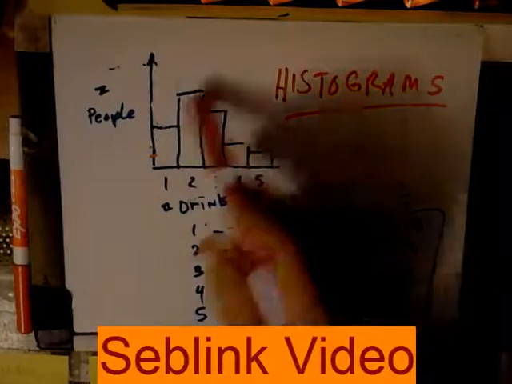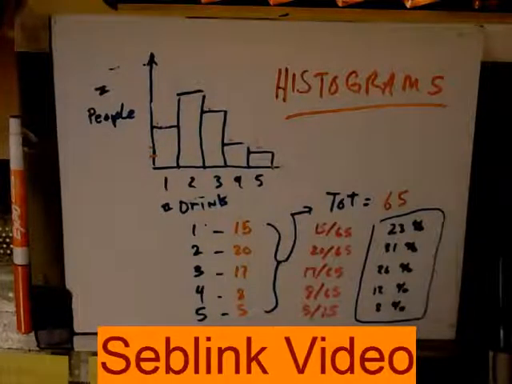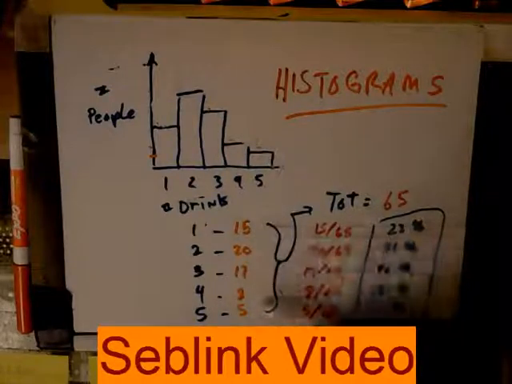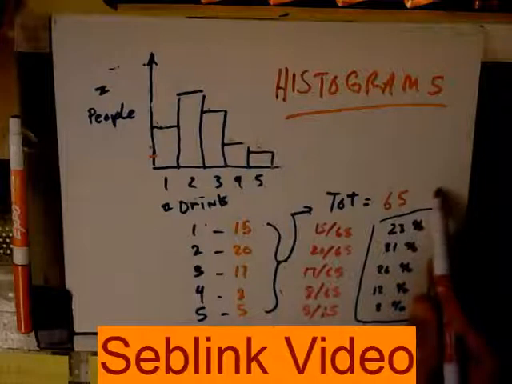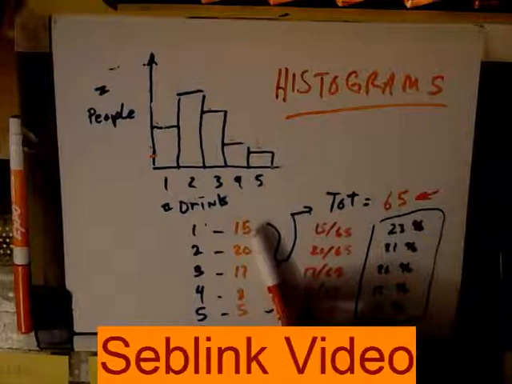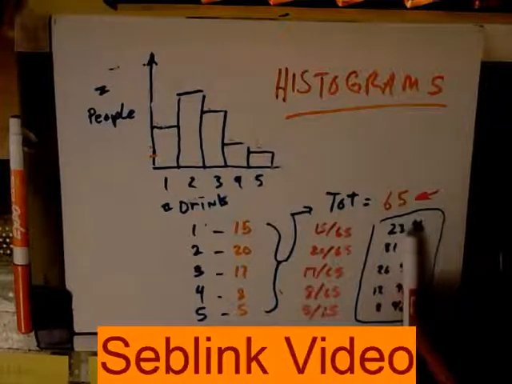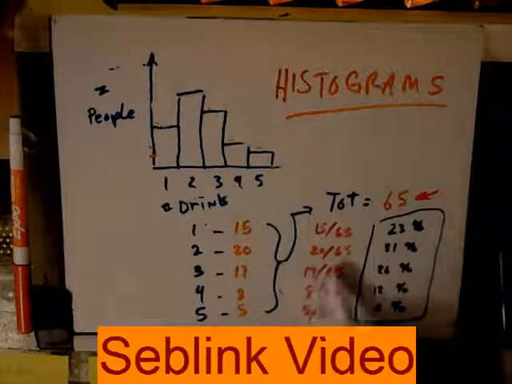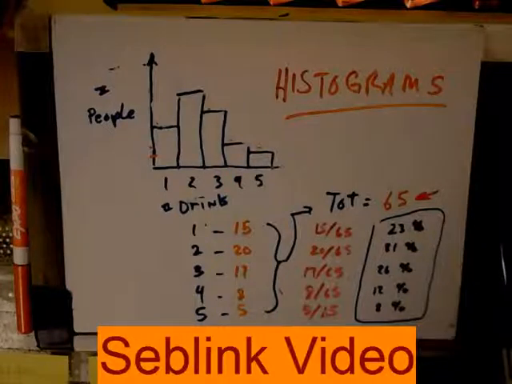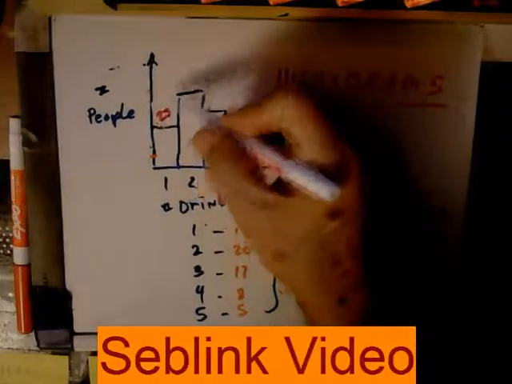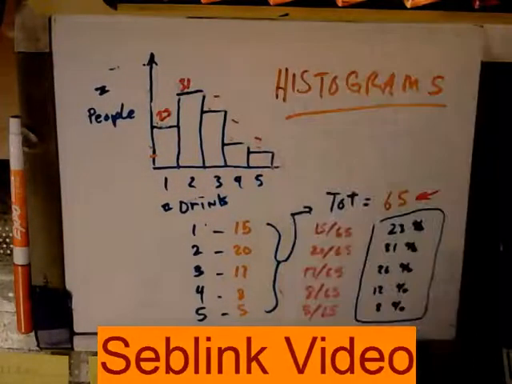Now you may want to, especially if these are very large numbers here, make this representative of a percentage for whatever reason. To do this histogram relative to percentages, I have to know the total number of people in my survey, which in this case turned out to be 65. Then I'm going to take the number of people in each category and divide by that total to get the percentage in that category. So 15 out of 65, 20 out of 65, 17, etc., giving me percentages. So then over here, instead of actual numbers, I would write the percentage, 23%, 31%, etc.